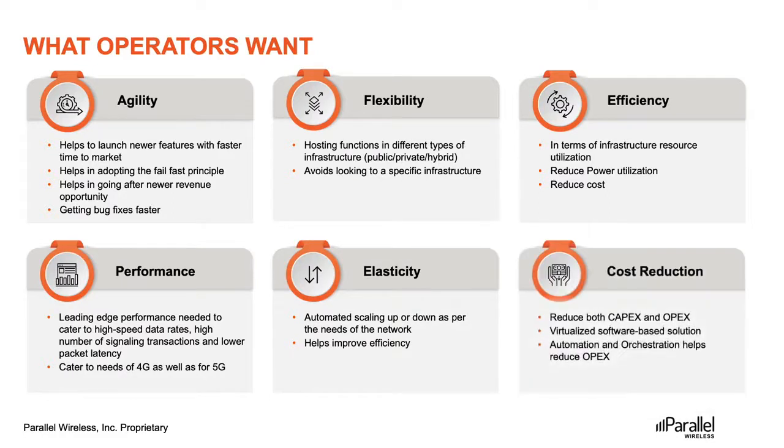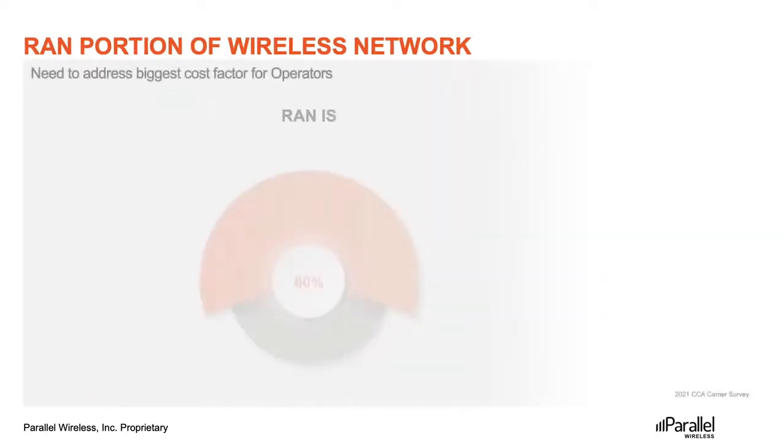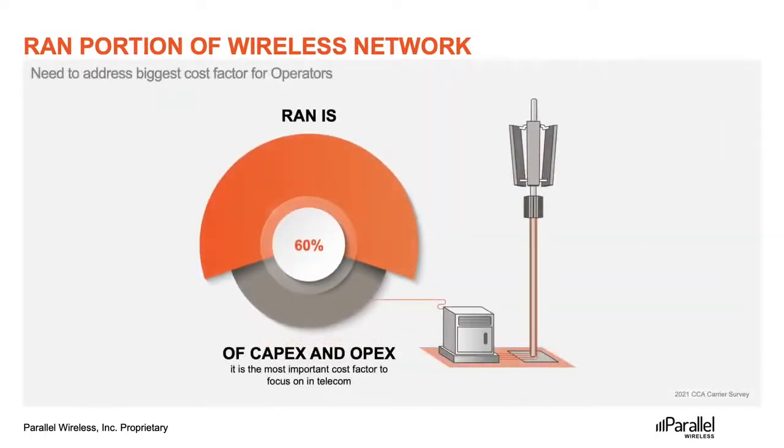Cost reduction in both CapEx and OpEx is also an important factor. With software-based virtualization solution, CapEx is significantly reduced. Automation and orchestration will further help significantly in saving OpEx or cost as such. RAN is one of the biggest cost factors for operators and also one of the slowest to change to introduce newer features or services. Thus, it is obvious to go after the RAN solution in order to optimize cost and innovate the solution to become more agile.